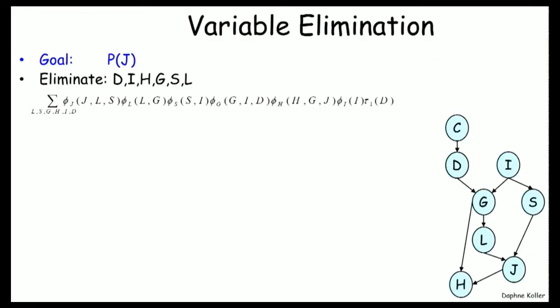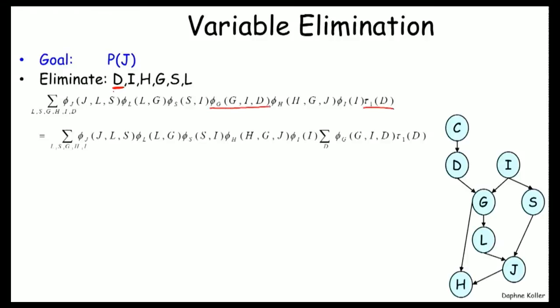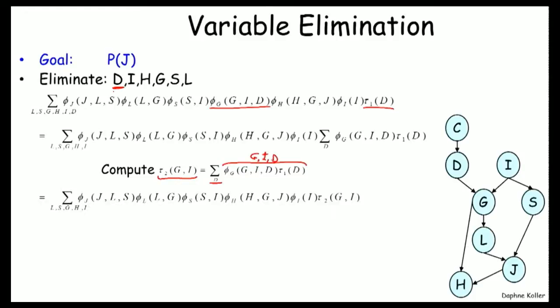Having eliminated C, we now go ahead and eliminate D. So here we have the variable D, and which factors involve D? Well, tau 1 of D and phi g of g, I, and d. And so everything else is taken out of the summation, and we just have this expression over here. And that's going to give us tau 2, whose scope is g and I, after having eliminated the variable d from this product, whose scope is g, I, and d. And tau 2 gets put back into the bucket together with everything else.